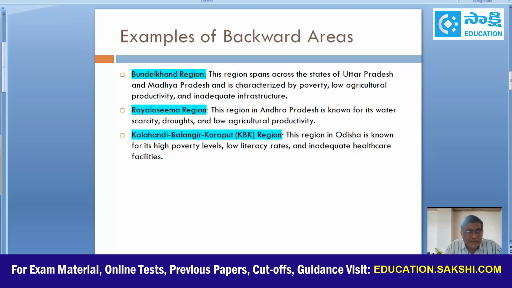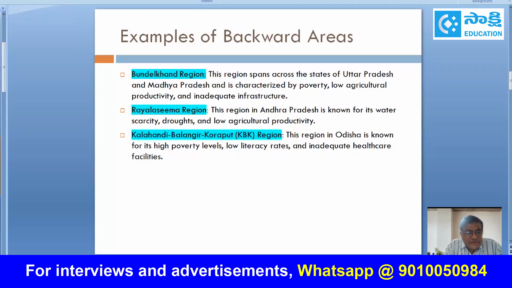And the next one, the Rayalaseema region in Andhra Pradesh. The Rayalaseema region is known for water scarcity, droughts, and low agricultural productivity. And Kalahandi, Balangir, Koraput region. This region is in Odisha, and in this region you will find more poverty, low literacy rate, and inadequate healthcare facilities. So these are the various examples for the backward areas.